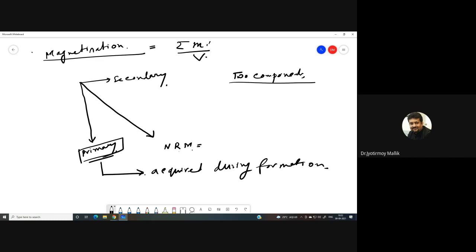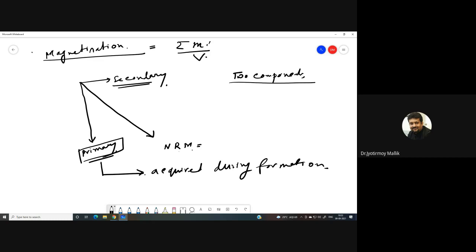Now the rock has been there for a long time, and it has been exposed to various changing magnetic fields of the earth, and hence it has also acquired some magnetization which is not primary, which has not been there since its formation. That is what we call the secondary magnetization. So NRM will have two components: primary remanent magnetization and secondary remanent magnetization.